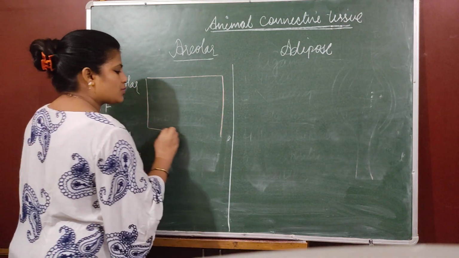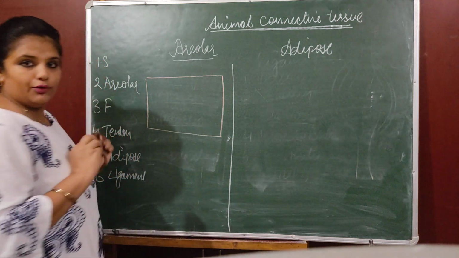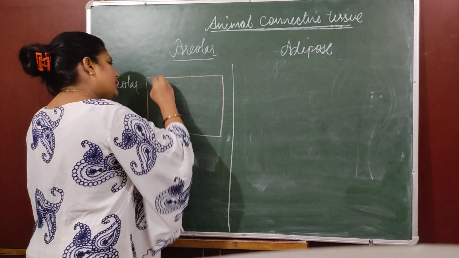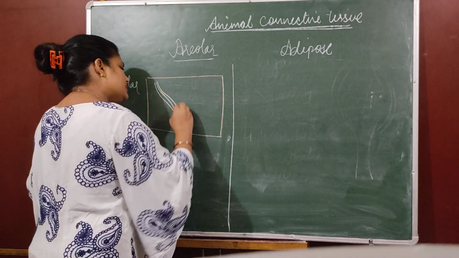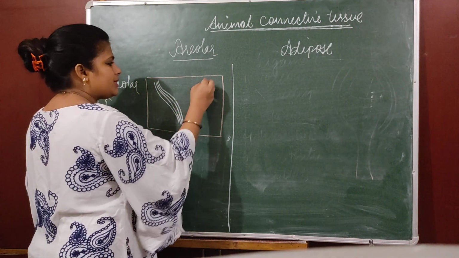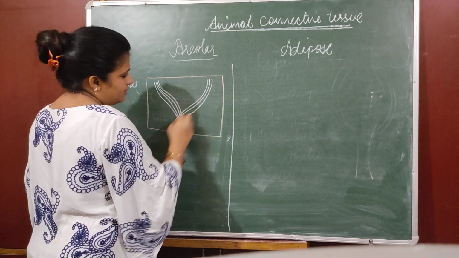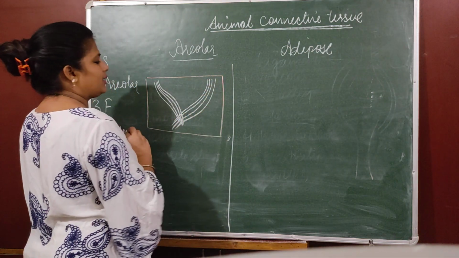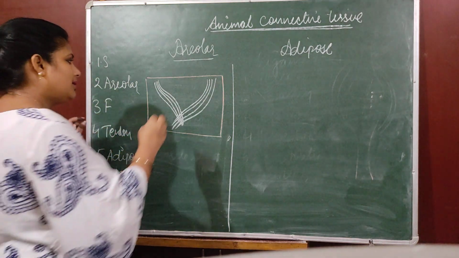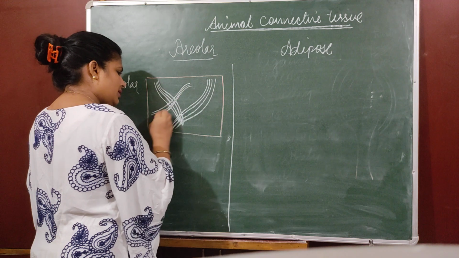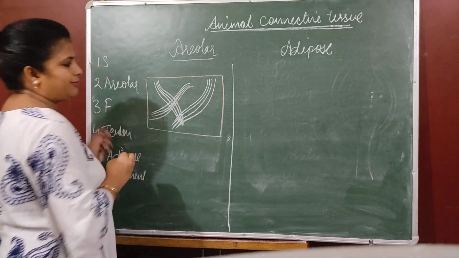Areolar tissue consists of white and yellow fiber. Now how to draw white fiber? White fibers are always present in bundles. White fiber is made up of collagen. In collagen, one student is not going. College में एक बच्चा नहीं रहता है. College में there are number of students. So they are also in bundles. These are the white fiber.